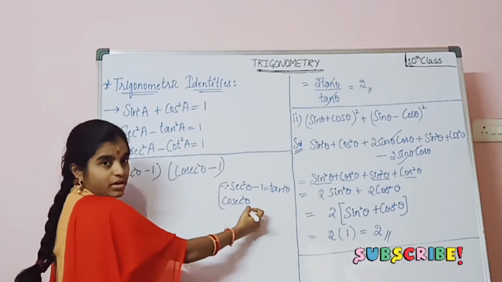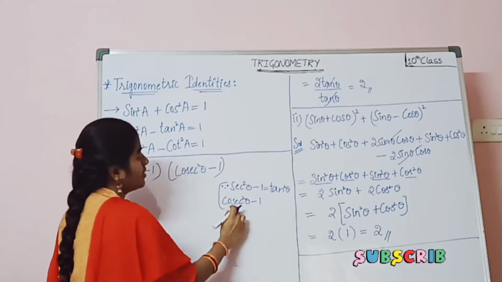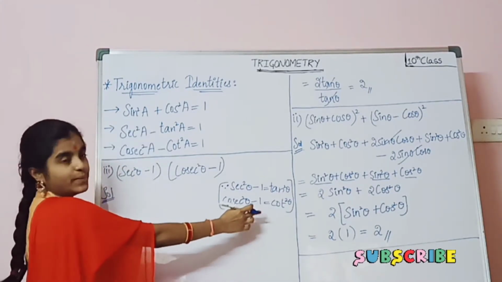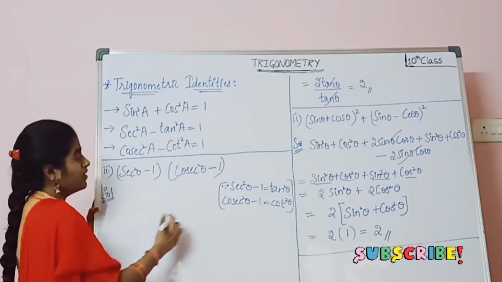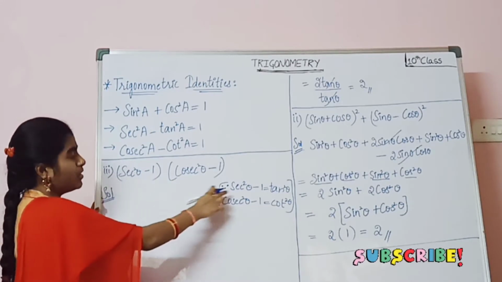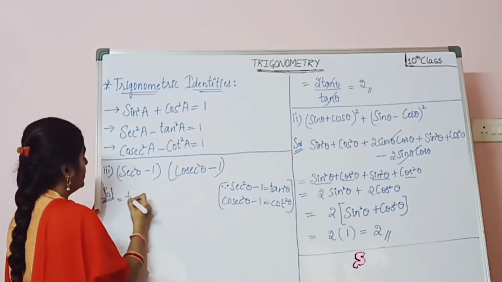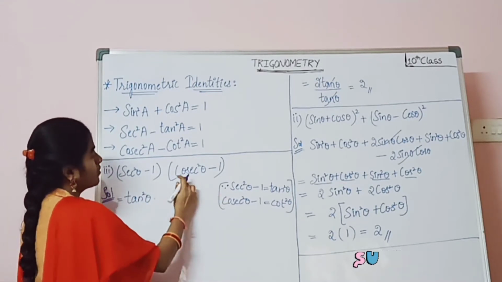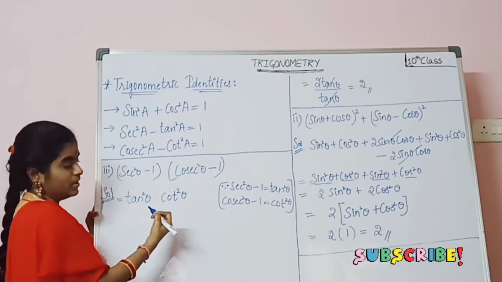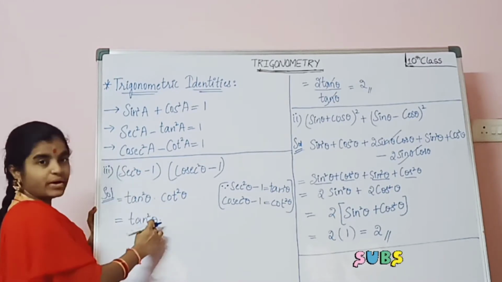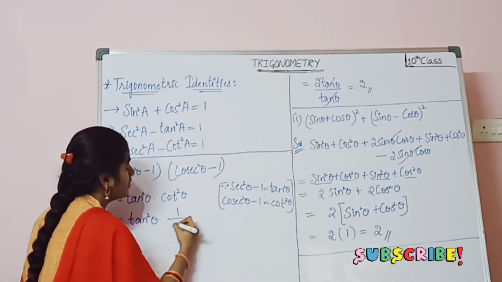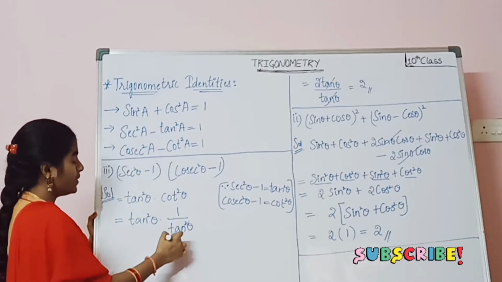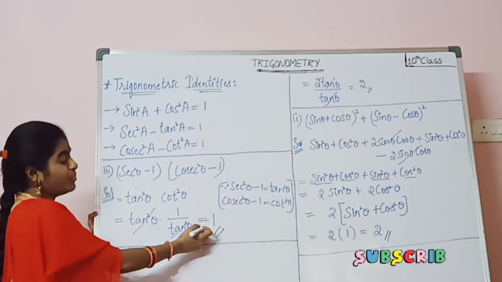In the same manner, we can write this as cosecant square theta minus 1 equals cot square theta. Secant square theta minus 1 equals tan square theta. So in the place of secant square theta minus 1, what can we write here? That equals tan square theta into cosecant square theta minus 1, which is cot square theta. That equals tan square theta into cot square theta, which can be written as 1 by tan square theta. So this tan square theta is cancelled. So 1 is the solution.